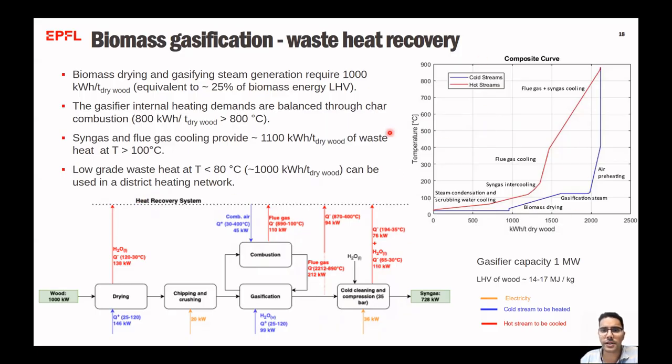Here at the right, we see the composite curves of the gasification process. Then you can see that the hot streams are basically the flue gas and syngas cooling, the syngas intercooling in the compression, the steam condensation, the steam that is embodied in the syngas, and the scrubbing water that heats when we are doing the quenching of the hot syngas. On the other hand, the cold streams are composed of the biomass drying, the steam generation for the gasification, and the air preheating for the combustion chamber.